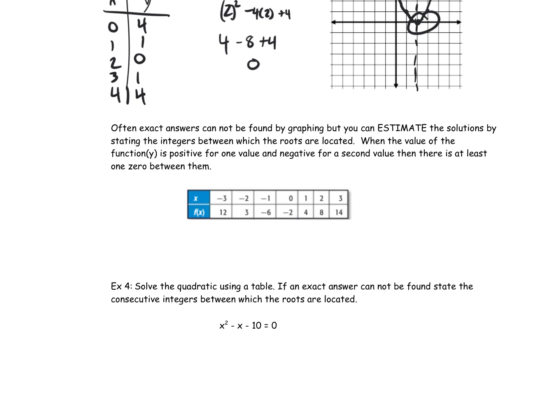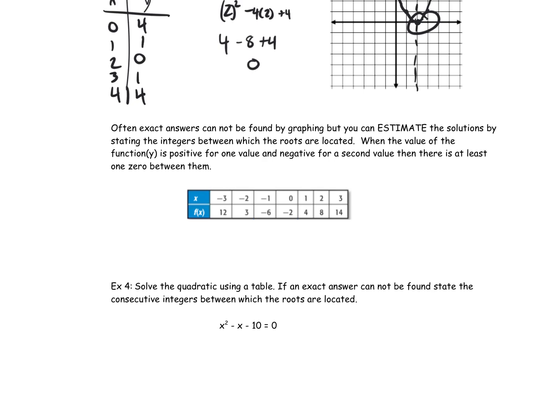A lot of times our x-intercepts are going to be between whole numbers, and it's hard to tell exactly where they are. We can estimate, though, by stating the integers between which the roots are located. So when the value of the function is positive for one value and negative for a second value, then there is at least one 0 between them.